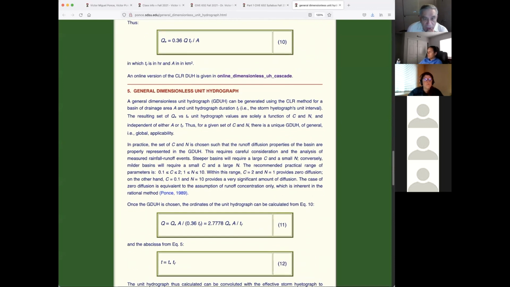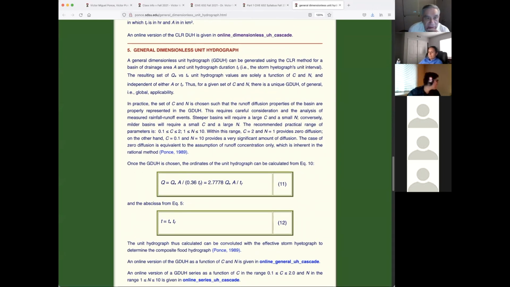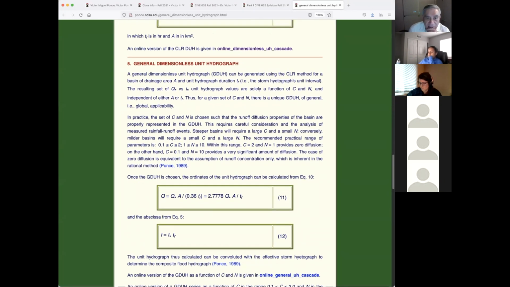So now we're going from there to the general dimensionless unit hydrograph. A general dimensionless unit hydrograph can be generated using the CLR method for a basin of drainage area A and a unit hydrograph duration T sub R. That means we take the area and the T sub R out of the problem. We get one hydrograph. As a matter of fact, I should say at this point, and I'm going to repeat it later on, that this is the only one, out of the methods that I mentioned, Snyder, SCS, USBR.